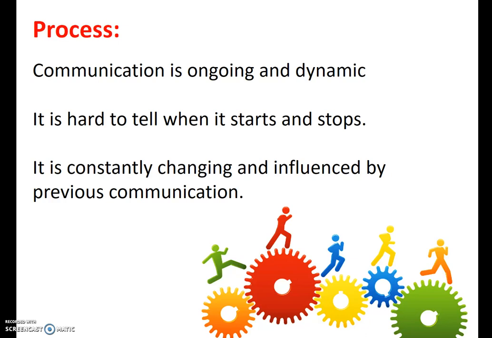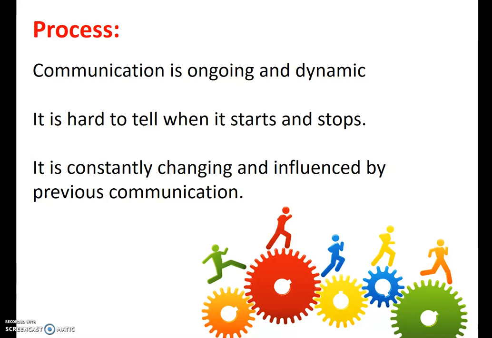Now let's look at the process part of it. So we know what a system is, but a process is that communication is ongoing and dynamic. So really, you can't tell when communication starts and stops. If you remember in the first week of this course, I told you that it's impossible to not communicate. Communication is a process. It just sort of keeps going. It's constantly changing. It's influenced by what happened previously. And it's really difficult to tell when it starts or stops.